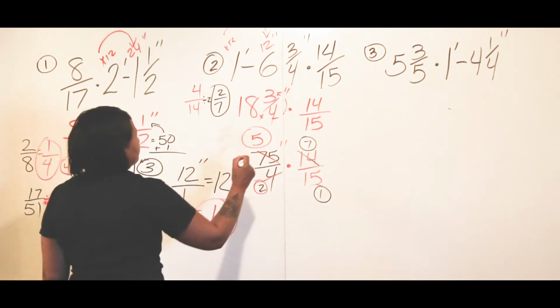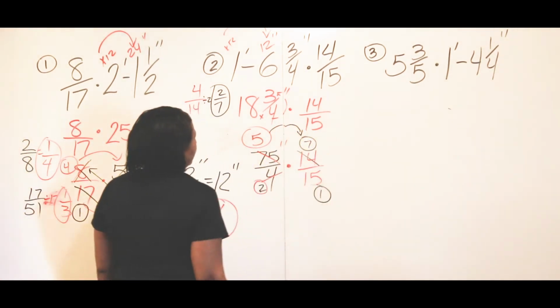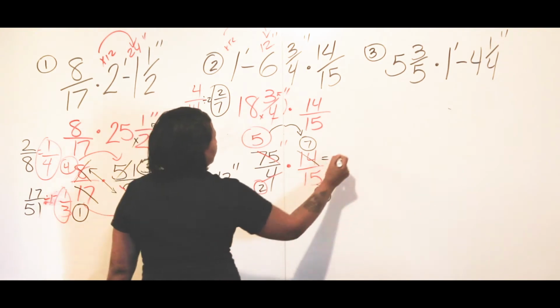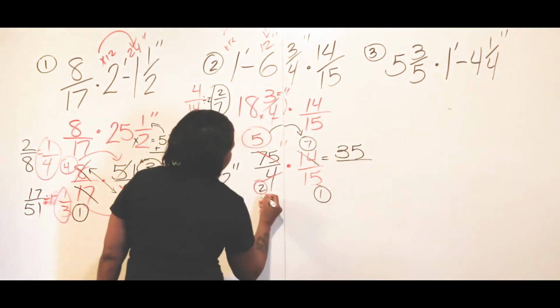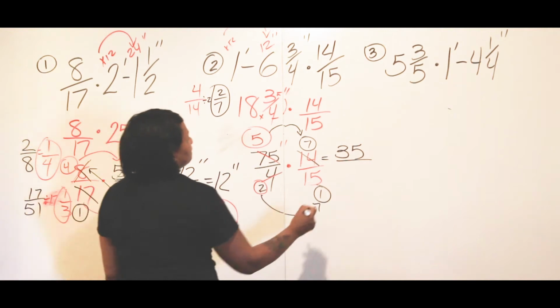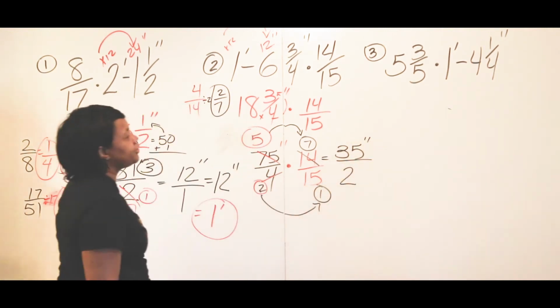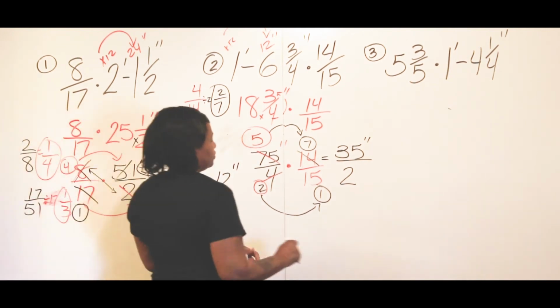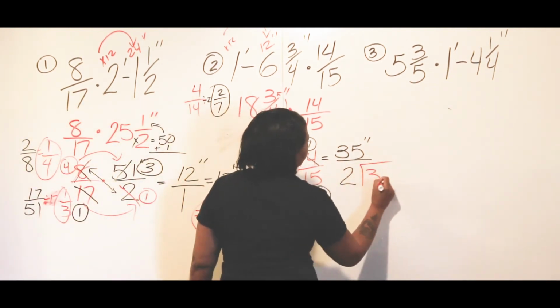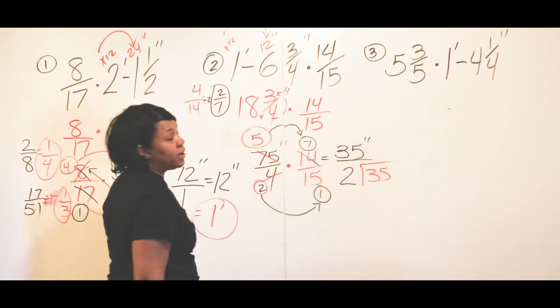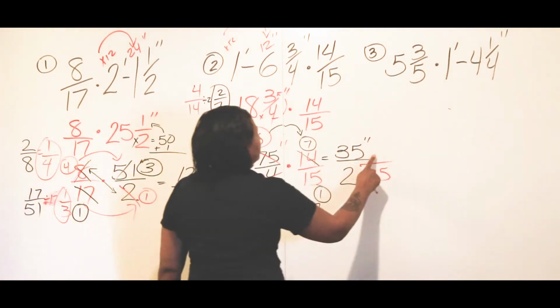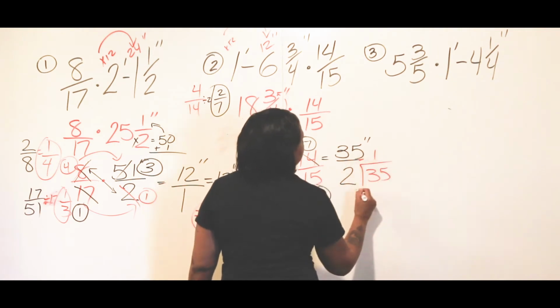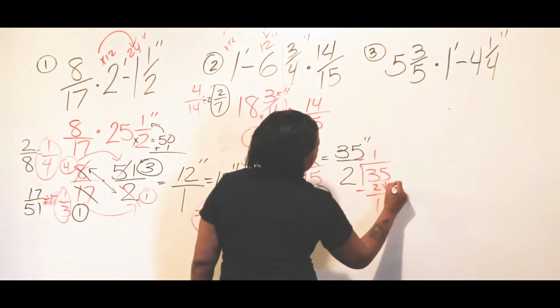5 times 7. 5 times 7 is 35. And then you multiply denominator times the denominator. 2 times 1 is 2. So we have an improper fraction of 35 over 2. Can't leave a final answer as an improper fraction, so we want to ask ourselves, how many times can the denominator go into the numerator? 2 goes into 3. How many times? Once. So if I subtract 2 from that, I like doing long division.